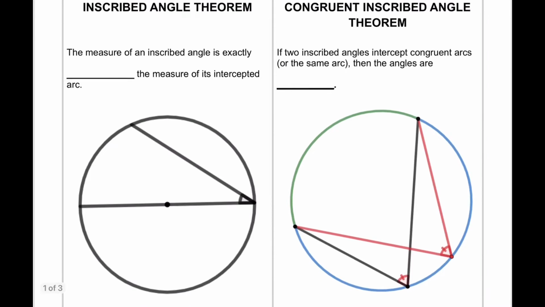Okay, so coming down to these 2 theorems, let's read these, and I encourage you guys to pause here and try to figure these out on your own. Maybe not prove them, because they're a little bit tricky, and I'll show you how to do that in a sec. But just think about what should go in each of these blanks. The measure of an inscribed angle is exactly blank the measure of its intercepted arc. Pause here and try to figure that out.